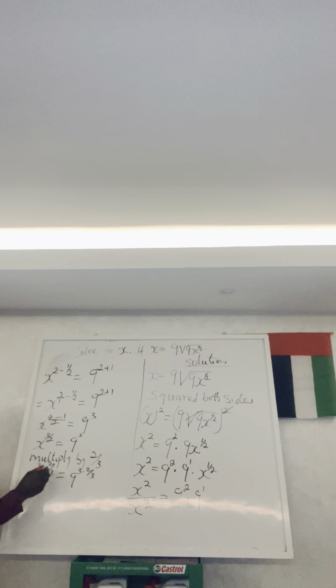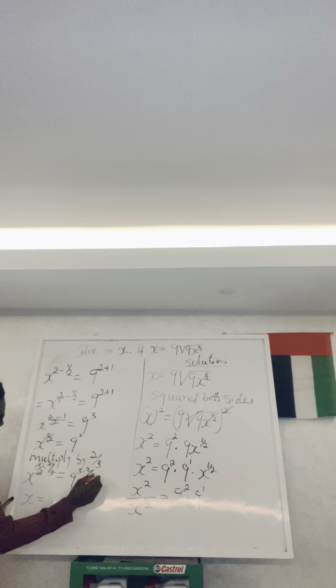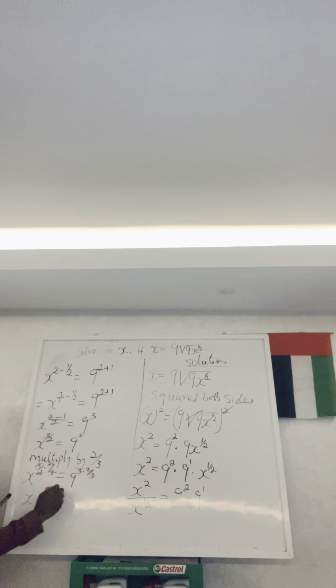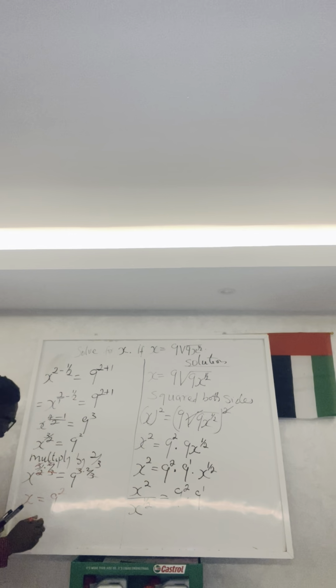So here, 3 will cancel 3, 2 will cancel 2, leaving us with x equals, and the 3 will cancel 3 here, leaving 9 raised to the power of 2. And 9 raised to the power of 2 is equal to 81. That is to say, x is equal to 81.